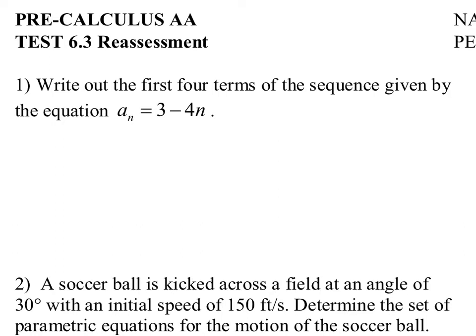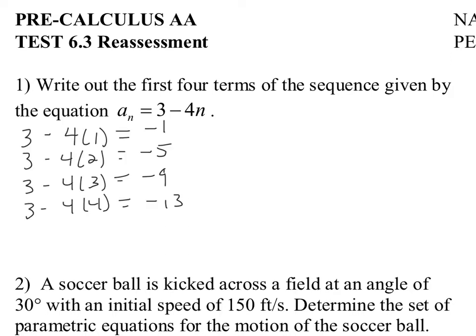Write out the first 4 terms of the sequence given by the equation a sub n equals 3 minus 4n. All right, so as you can see, what I've done here is I have plugged in for n 1, 2, 3, and 4. I've calculated each one of these to get the first 4 terms of this sequence. So when I substitute 1, I get -1, -5, -9, and -13. And that's all you have to do for problem number 1.